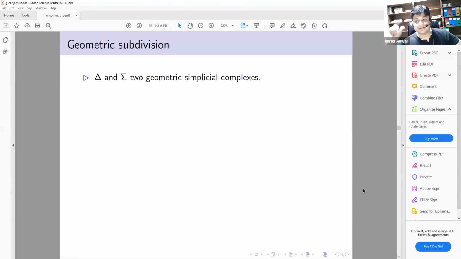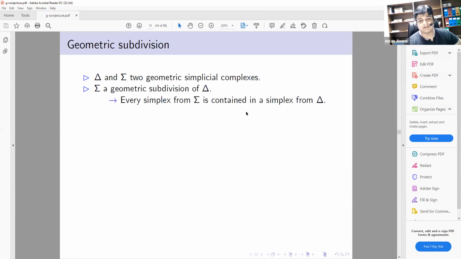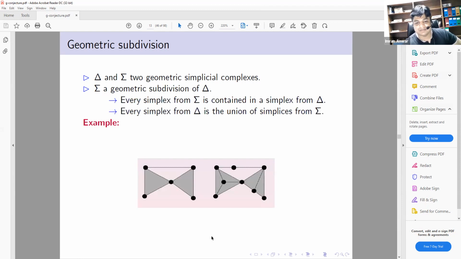So what is the geometric subdivision of a simplicial complex? Assume delta and sigma are two different geometric simplicial complexes. I try to explain it through a geometric aspect, because the same thing can be transferred to the abstract, but in the abstract you can't view it. So I just try to explain what the subdivision is in the geometric sense. I say that sigma is a geometric subdivision of delta if the conditions written here hold.